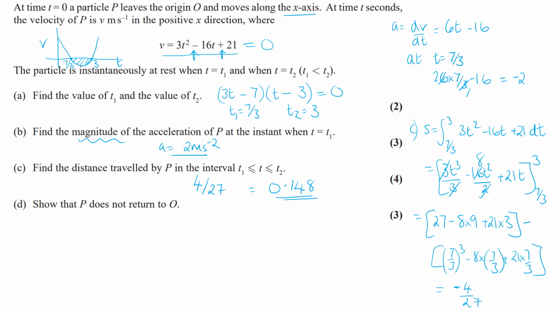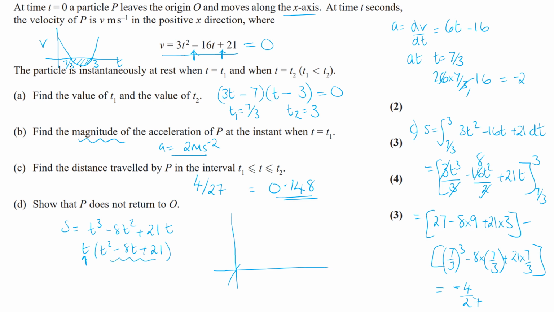Now for part D, show that P does not return to O. So if we think about the distance equation, which is t cubed minus 8t squared plus 21t. We can factor out a t, so we're going to get t squared minus 8t plus 21. And think about how we graph this. So it's going to be a positive cubic, so it's going to go up, wiggle up. It's going to go through the origin here.